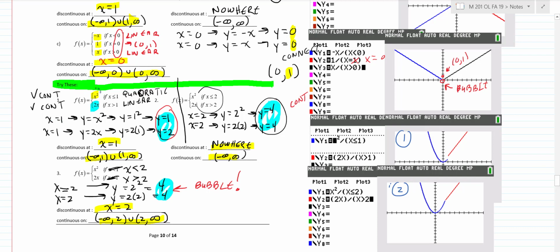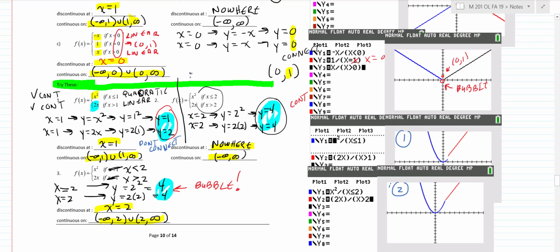So if X is 1, plug it into X squared, 1 squared is 1. Plug the 1 into 2X, 2 times 1 is 2. So since they're different, they don't connect. So therefore, it would be discontinuous. Okay, that would be the result that I'd want you to get, discontinuous at 1. Continuous everywhere else. Here's the graph I think I put in right here. You can clearly see the break, okay? So you can tell like the right-hand limit goes to 2, the left-hand limit goes to 1.